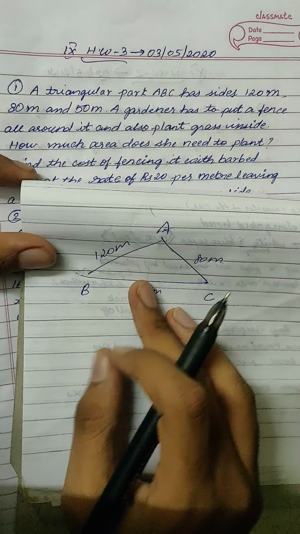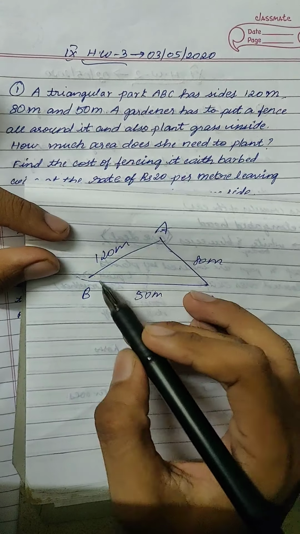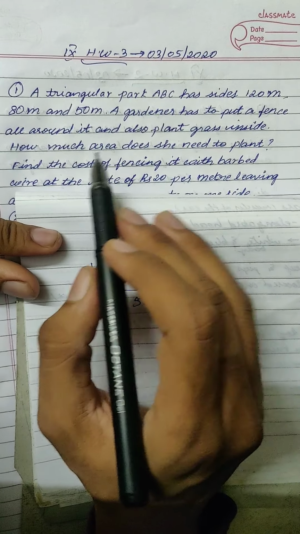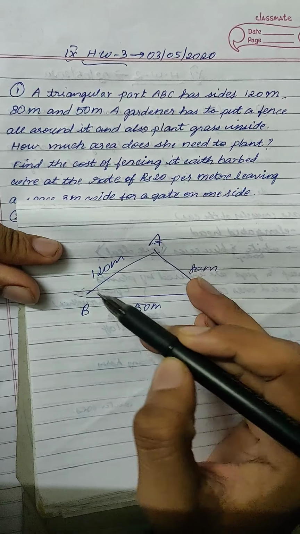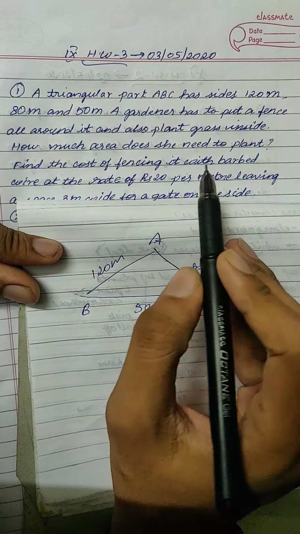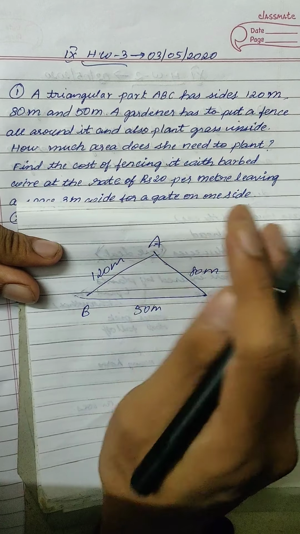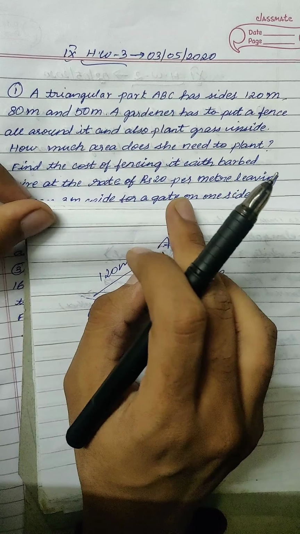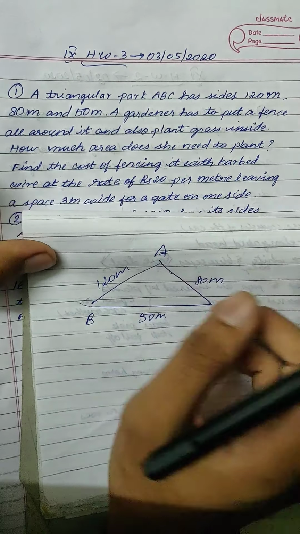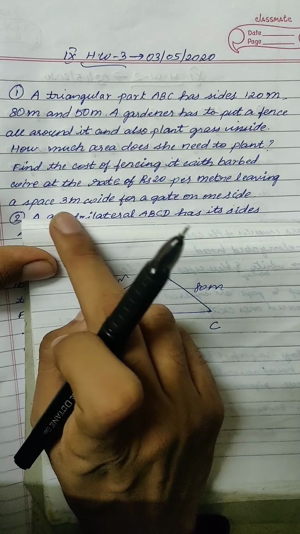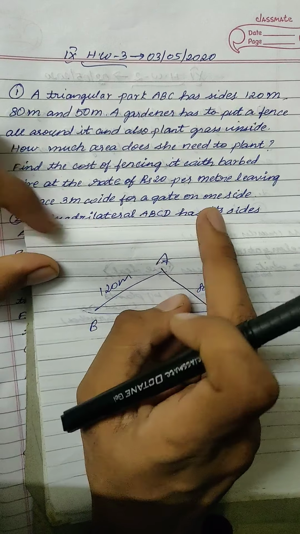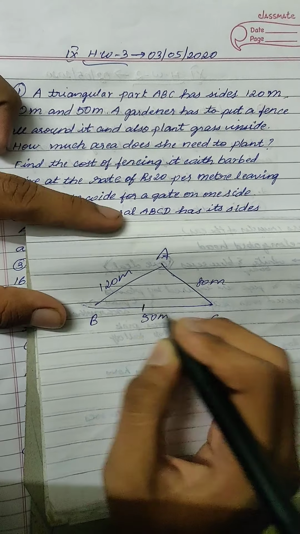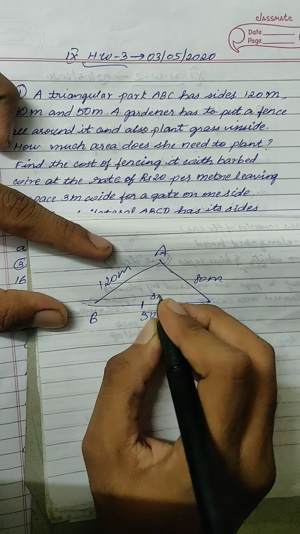So how much area does she need to plant? You have to just find the area of the triangle using Heron's formula. But what they've also asked is, find the cost of fencing the boundary with barbed wire. Barbed wire is nothing but aluminium wires, at the rate of rupees 20 per meter, but they have given a condition: leaving a space of 3 meter wide for a gate on one side.